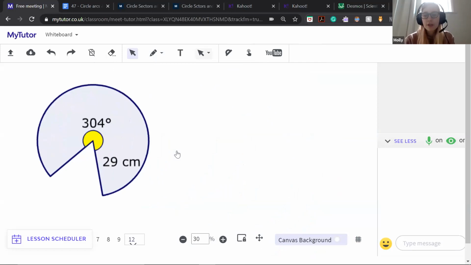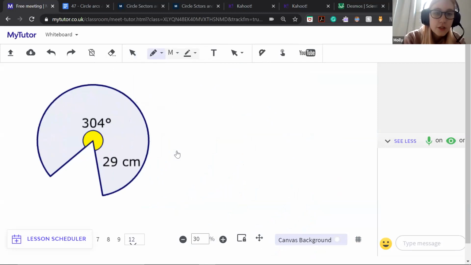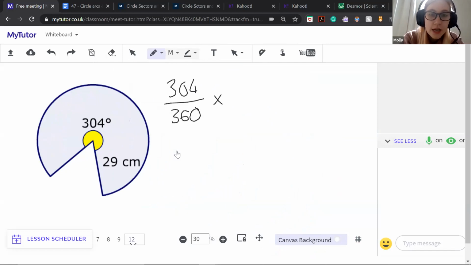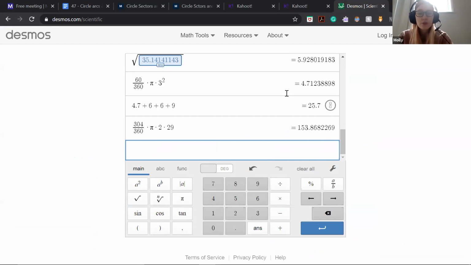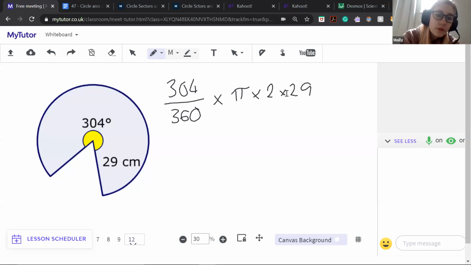So the first thing that we're going to do here is find the arc length. So we've got 304 out of those 360 degrees, and that's times the circumference. So that's pi times 2 times 29, because remember we want pi times d. So that is going to give us 304 over 360 times pi times 2 times 29, 153.87.